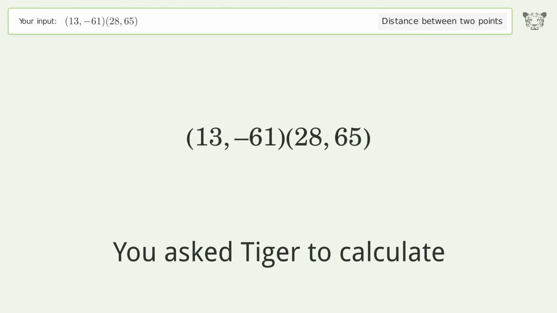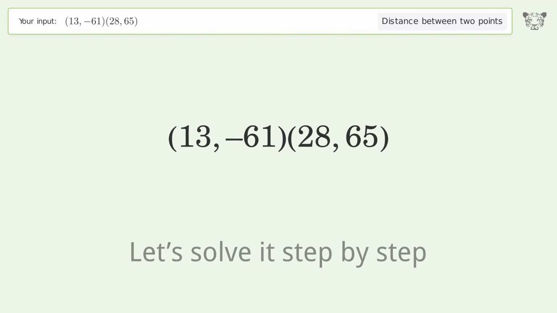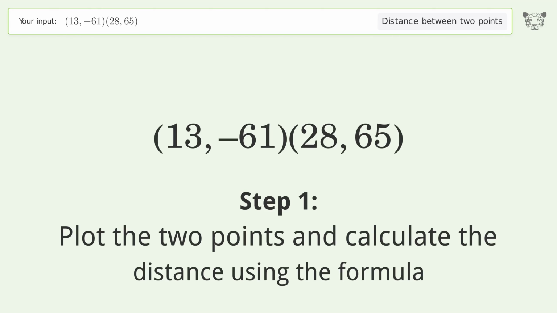You ask Tiger to calculate. This deals with the distance between 2 points. The distance between the 2 points is the square root of 16,101, or 126.89. Let's solve it step by step. Plot the 2 points and calculate the distance using the formula.